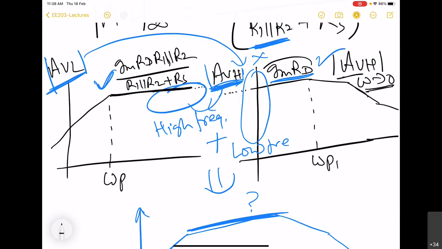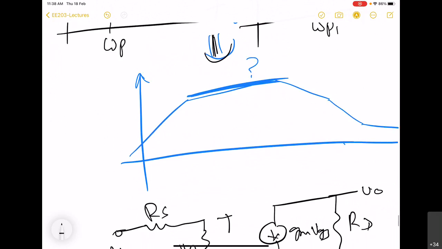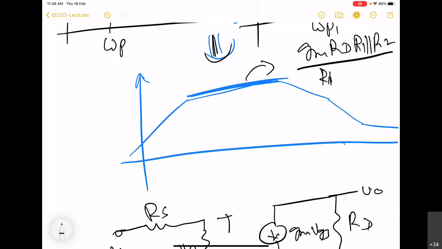So now you can see that this GMRD is actually this factor which we have already found out for the low frequency response. So now you can combine these two curves and obtain this equivalent one, and here this value, now we know this value is going to be GM RD R1 parallel R2 divided by R1 parallel R2 plus RS, right?